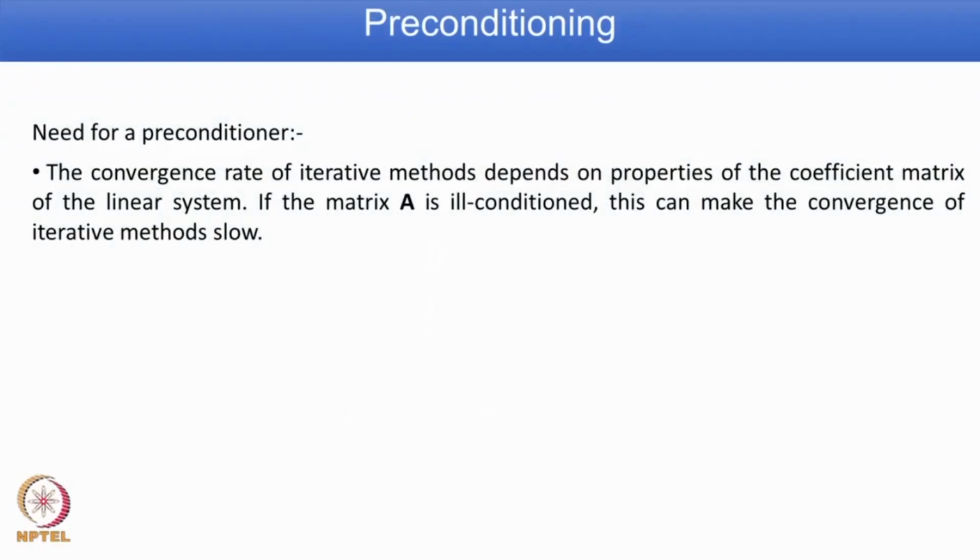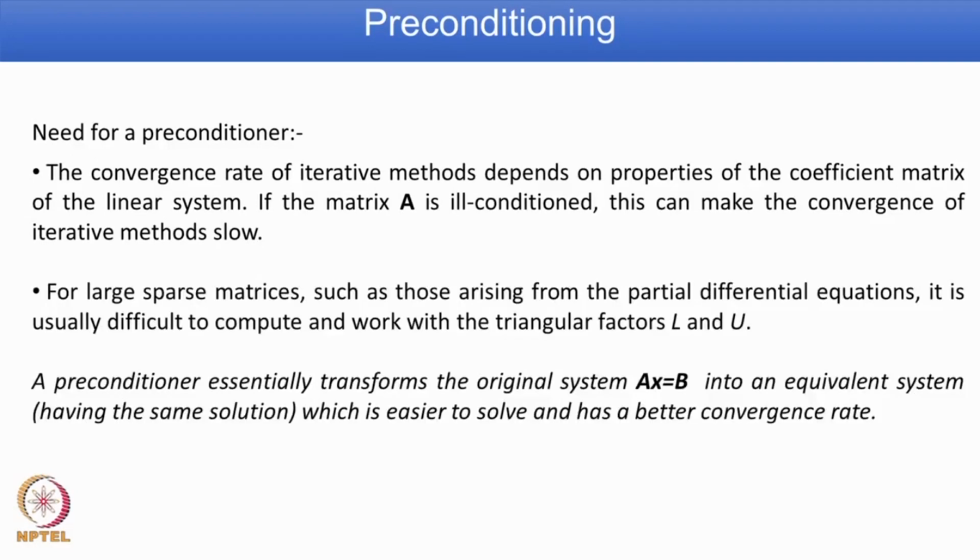There is a procedure called preconditioning, and in today's class we are going to talk about different preconditioning and how to check what kind of preconditioning to be done. Need for a preconditioner: the convergence rate of iterative methods depends on properties of the coefficient matrix of the linear system. For example, if the coefficient matrix A is ill conditioned, then convergence of the iterative methods becomes very slow.